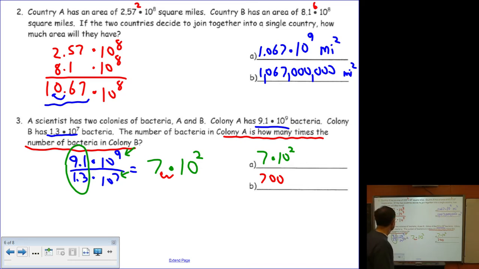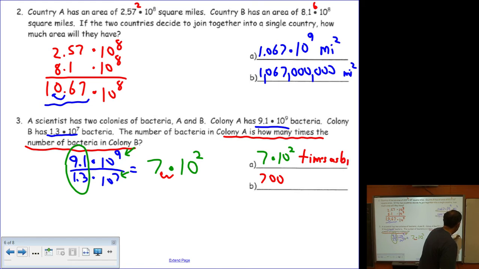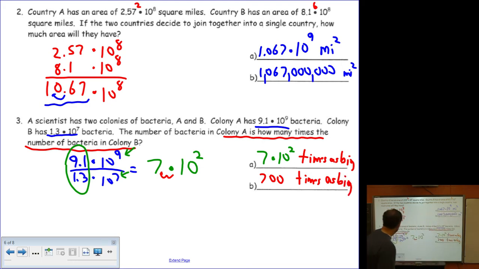Bacteria. The number of bacteria, how many times? No, it's not. The number of bacteria is how many times the number? It's 700 times as big. Times as big. There we go. Maybe you write times as much. Colony A has 700 times as much.